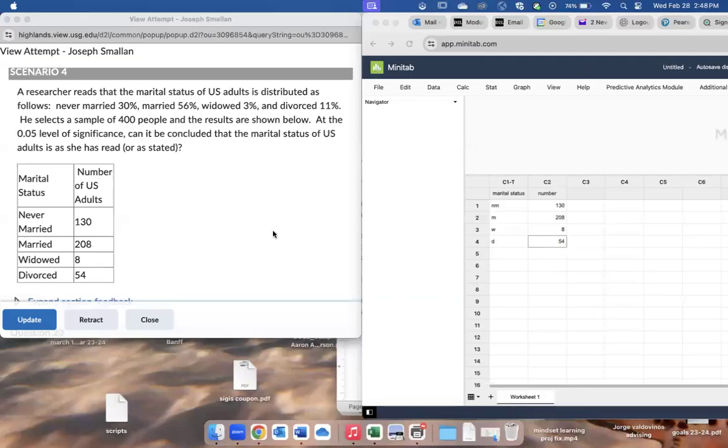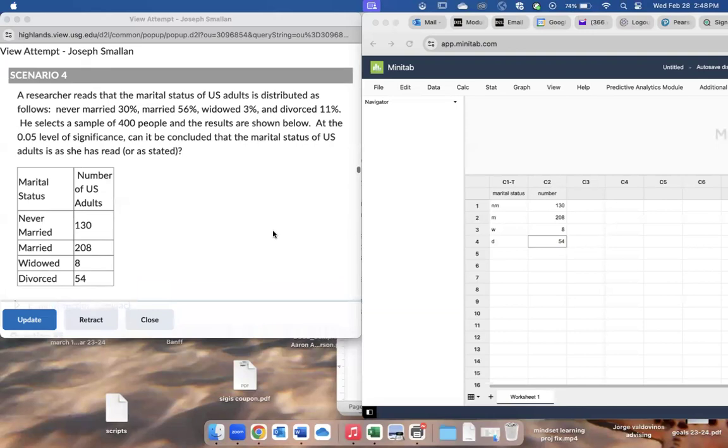Okay, let's look at this example of scenario 4. I've gone ahead and put in the materials that we needed so far. That's the chart that was given. And then I also want to look at the proportions that are given, because they told us that they were distributed in the format that Never Married was 30%.